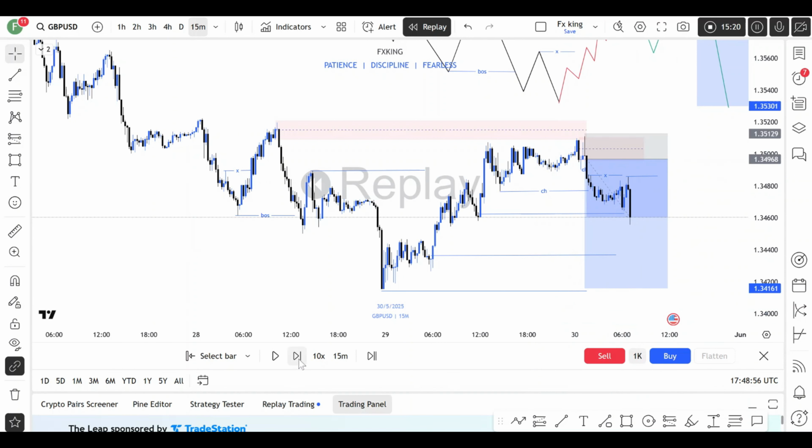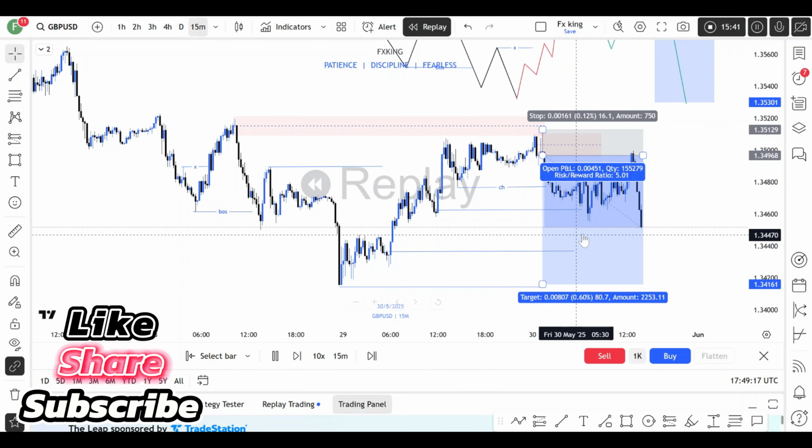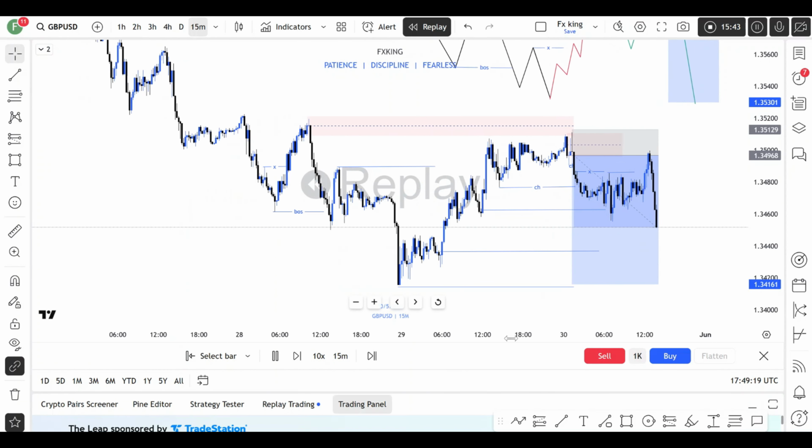So if we play price along, you can see that eventually price came and tapped us in here and dropped off, right? You can see how price is dropping. So this is how we take our entries.